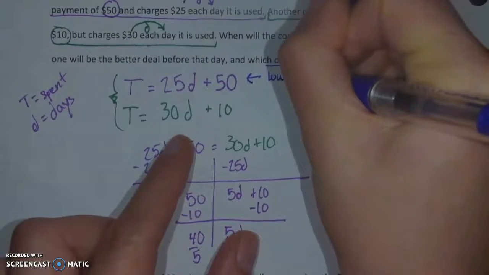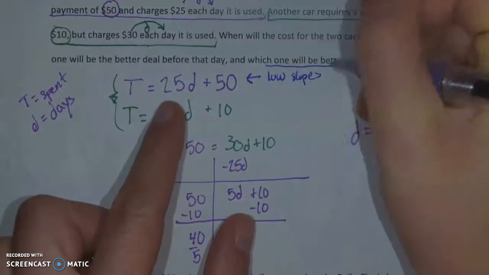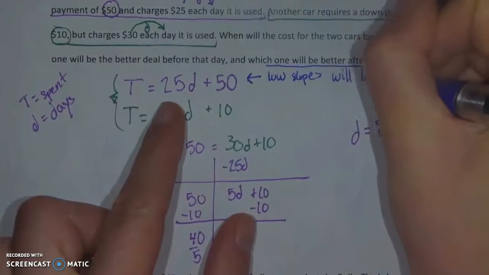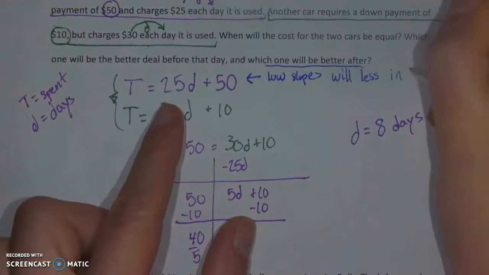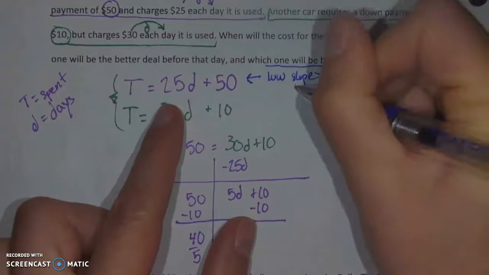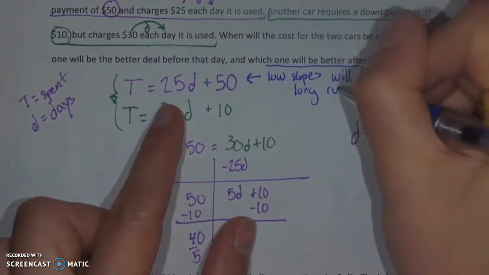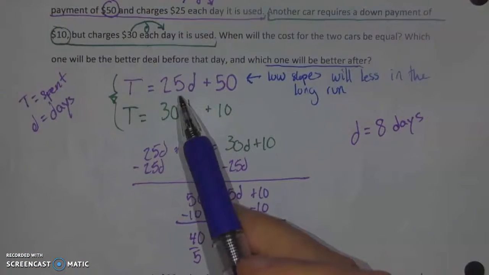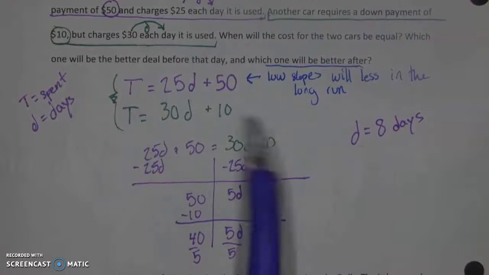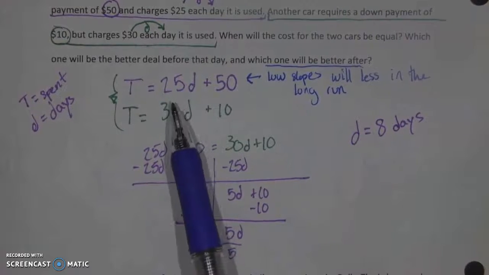low slopes will cost less in the long run. So eventually this one would be cheaper. In fact, this one would be cheaper at 9 days. Anything past that 8 days, it will be cheaper.